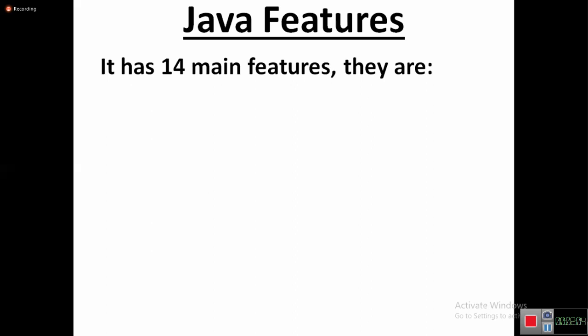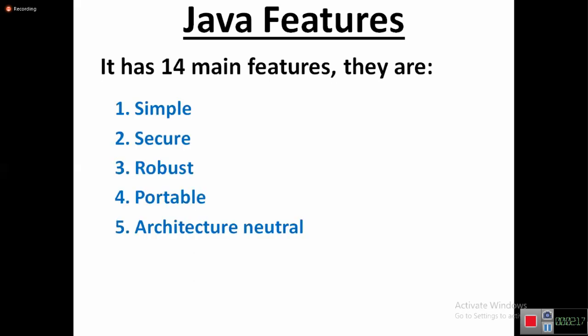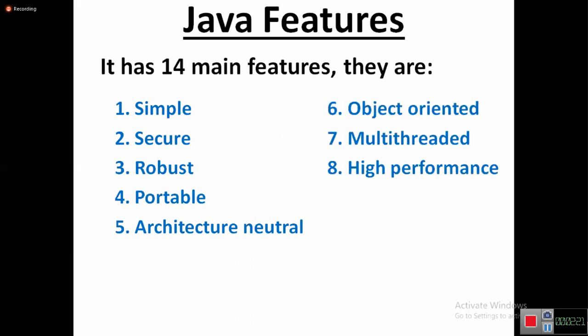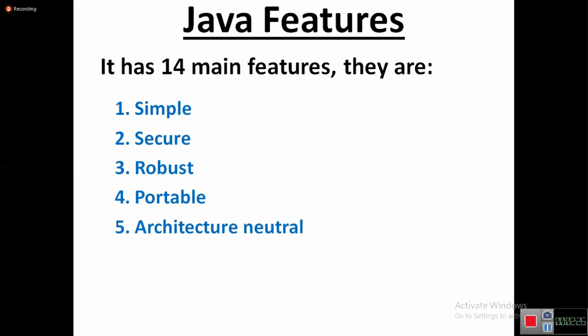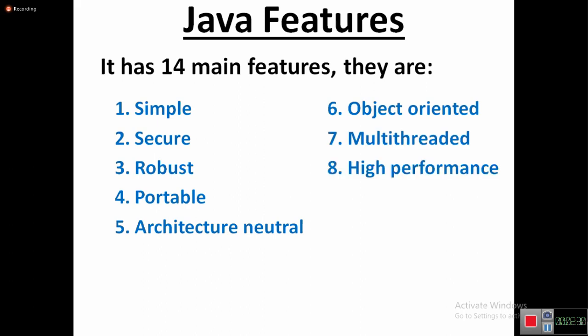I wanted to listen to your voice, so try to speak yourselves. First one is what? Simple. Next one, secure, robust, portable, architectural neutral, object oriented, multi-threaded, high performance, distributed, dynamic. Tell me the last five: object oriented, multi-threaded, high performance, distributed, dynamic. Okay, so these are the 10 features.